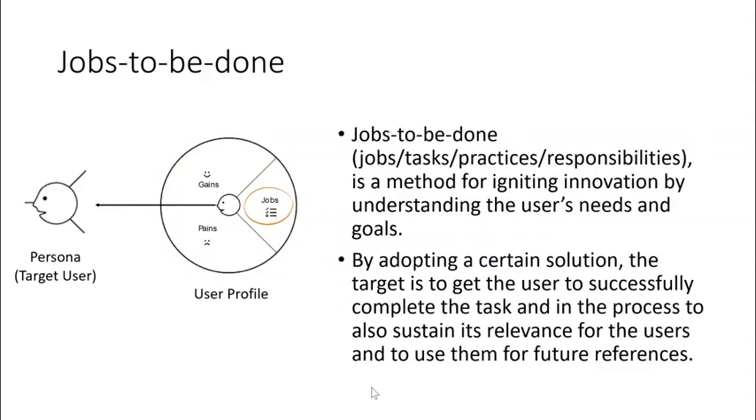Let us focus on the jobs to be done. Jobs to be done, or jobs, tasks, practices, or responsibilities, is a method for igniting innovation by understanding the user's needs and goals. By adopting a certain solution, the target is to get the user to successfully complete the task and in the process to sustain its relevance for the users and to use them for future reference.